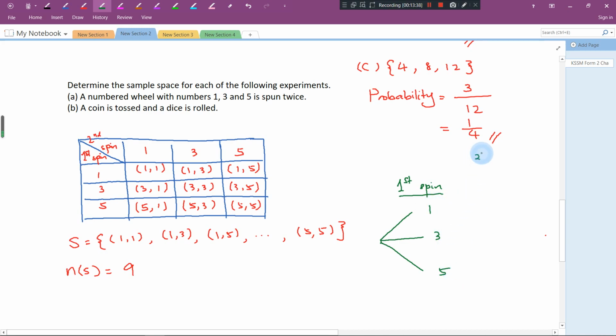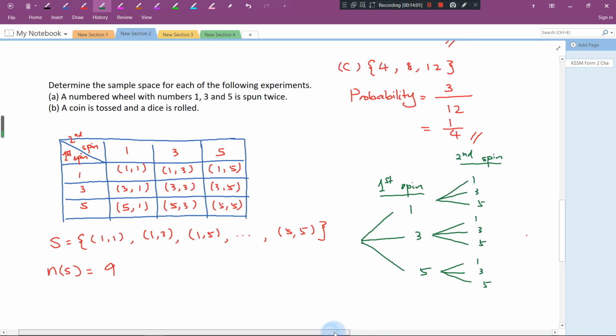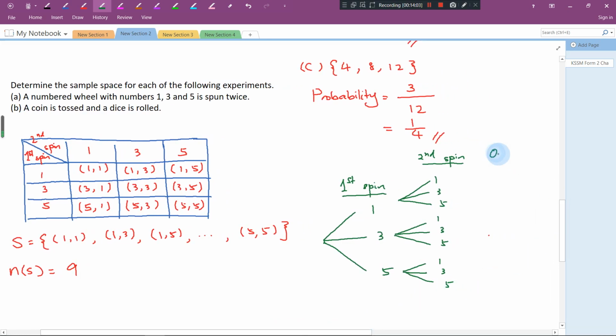So now we go to the second spin. Same thing, we have 3 possible outcomes, 1, 3, and 5. So 1, 3, and 5. Same thing, 1, 3, and 5. Okay, so all the possible outcomes I will write over here.